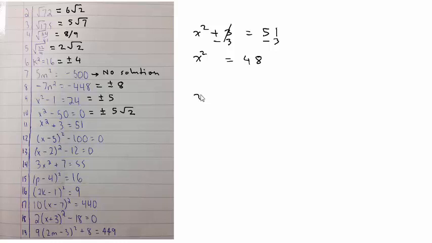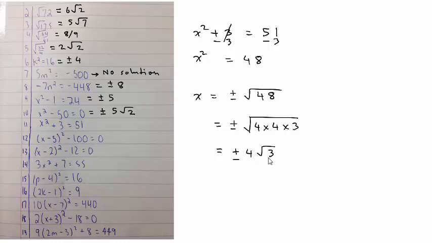And therefore, x is going to be equal to plus or minus the square root of 48 by taking square roots on both sides. But then this can be simplified. What's the square root of 48? Let's find that out. We can write down 48 as 16 times 3. And 16 is nothing but 4 times 4. So we have the square root of 4 times 4 times 3. This is going to be equal to plus or minus, you have one pair of 4s, so 4 comes out, multiplied with the square root of 3.